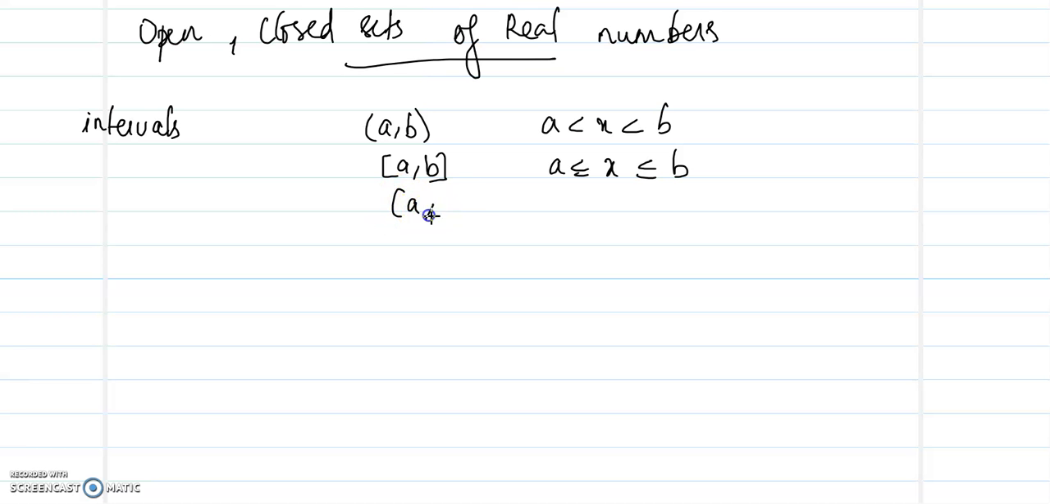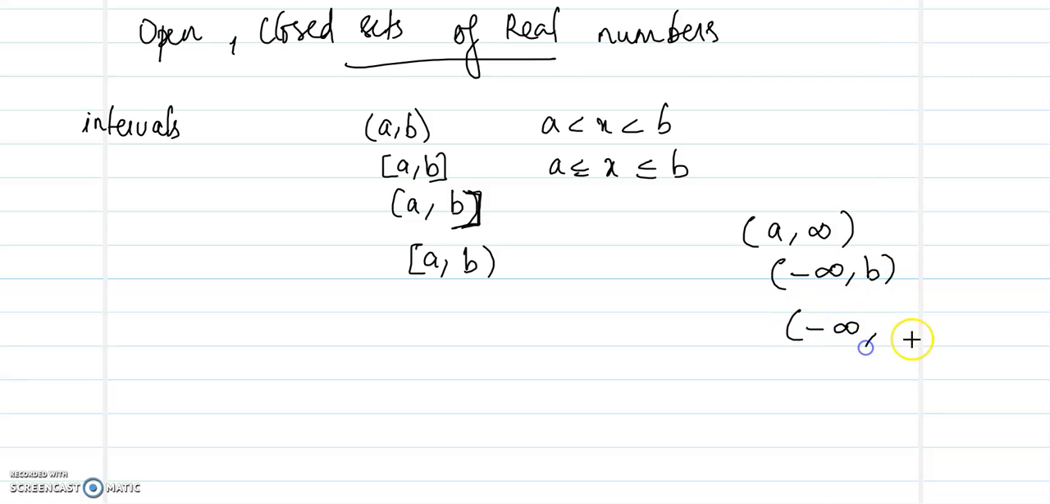Then you have semi-open intervals. Here a is not included but b is included in this case, and then you can have closed a, open b. And we can also have infinite intervals, that is either of the form a to infinity, or minus infinity to b, or we can have the entire real line, that is minus infinity to infinity. So these are the different intervals on the real line.